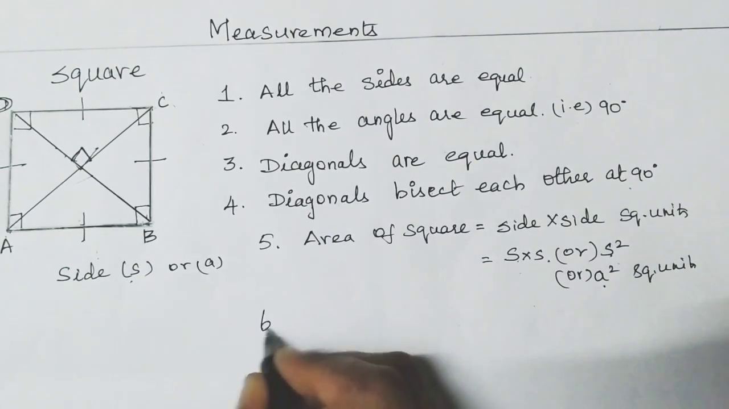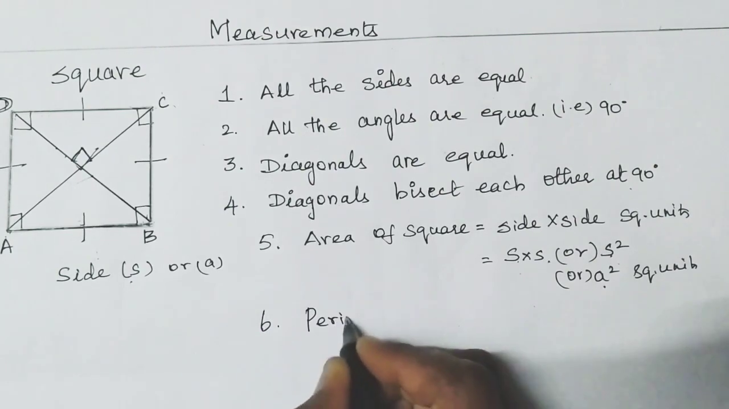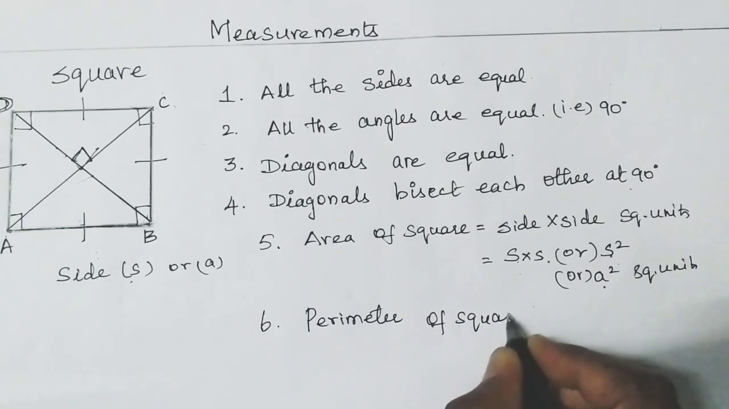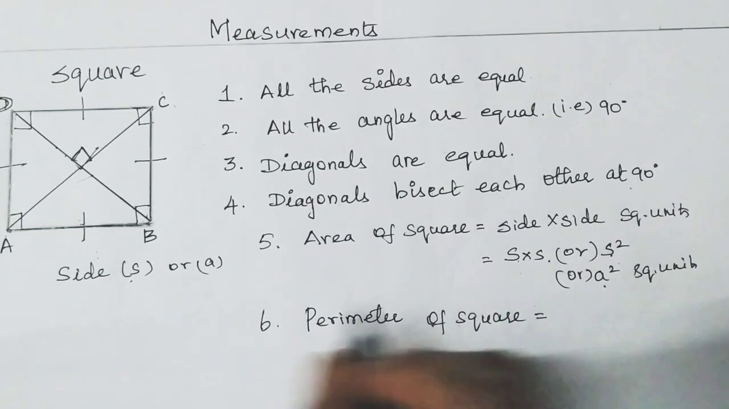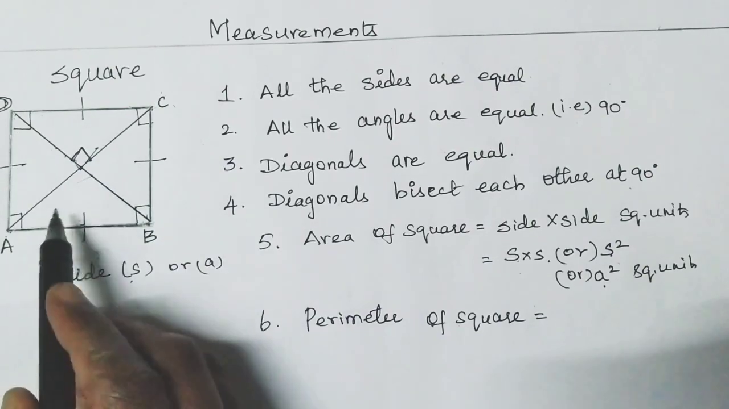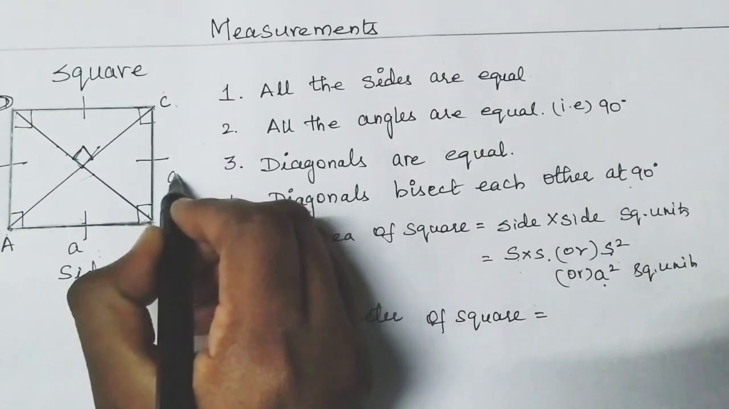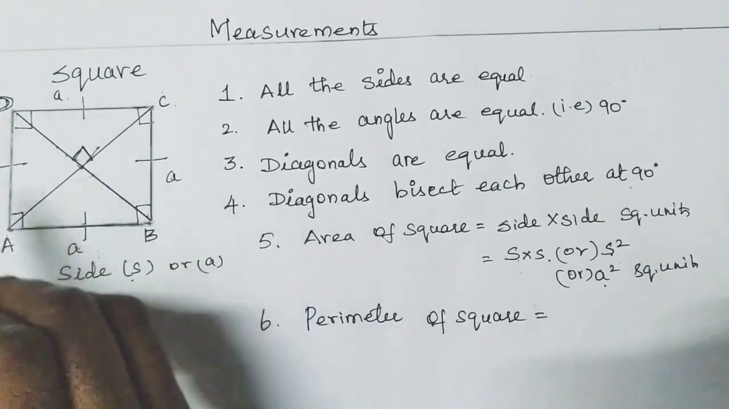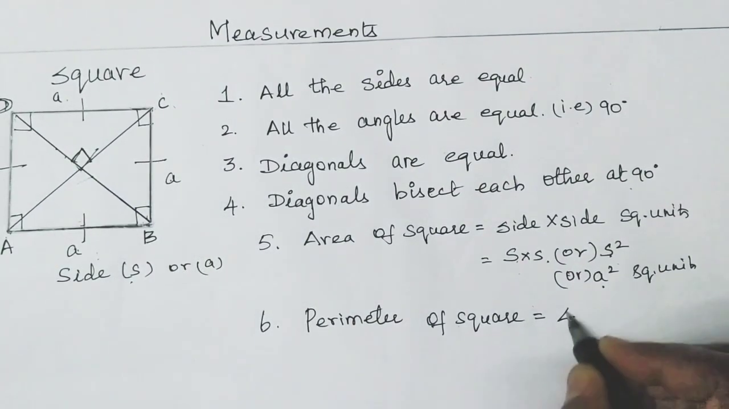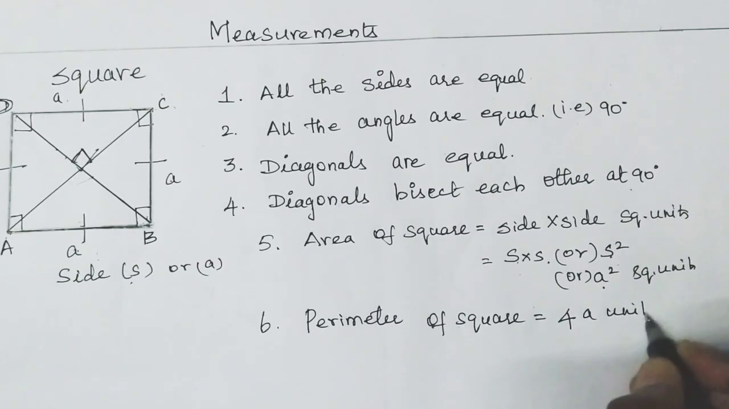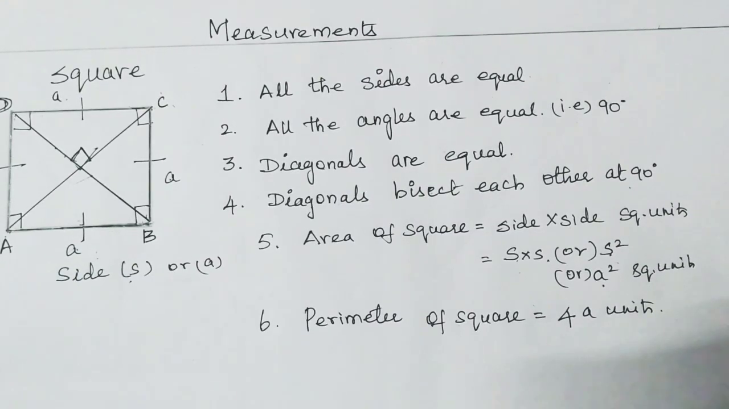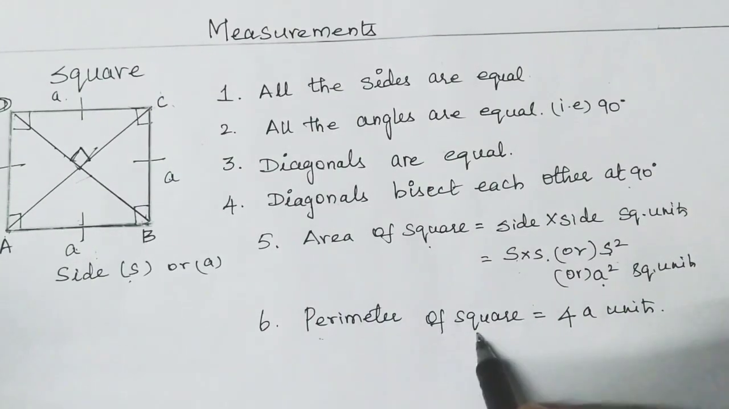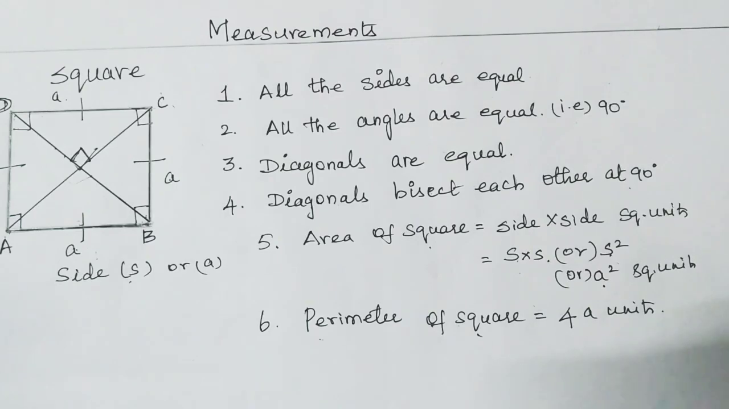And perimeter of a square. Perimeter means adding all the sides. So how many sides does it have? 4 sides. Each side is A units, because all the sides are equal. So A plus A plus A plus A, it is 4A units. Now let's see the sums, how to calculate area of a square and perimeter of a square.